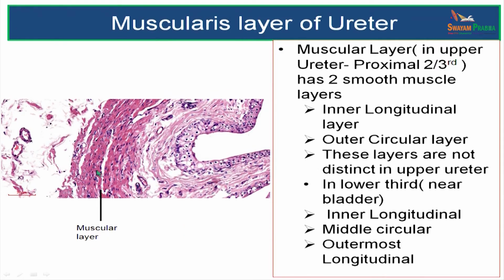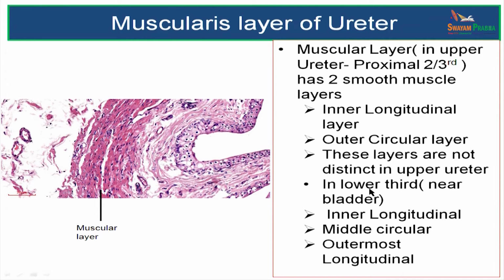Let us now study other layers in the wall of the ureter. Next to the mucosa is the muscular layer. There is a difference in the arrangement of the muscular layer in the upper ureter and in the lower third of the ureter. In the upper ureter, which is the proximal two-third, there are two layers of smooth muscle, that is inner longitudinal layer and an outer circular layer. But these layers are not very distinct in the upper ureter.